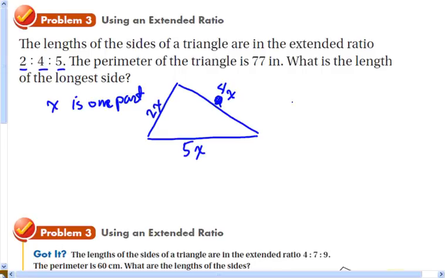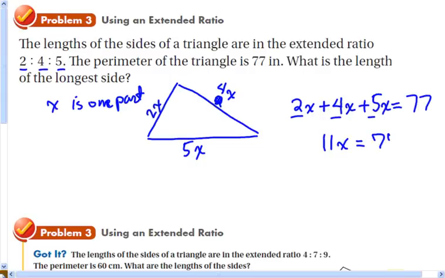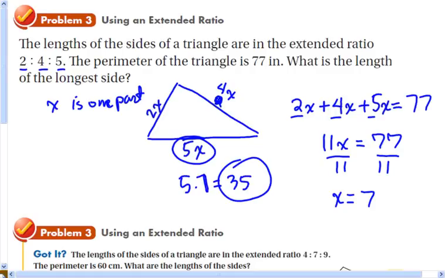And then perimeter is just adding up the parts, the 3 parts of the triangle to get the total. And 2 plus 4 plus 5 is 11. Remember, x is just one of those parts, so when we solve for that, we get 7. And the longest side would be the one that has 5 of those parts. So 5 times 7 is 35, our answer.